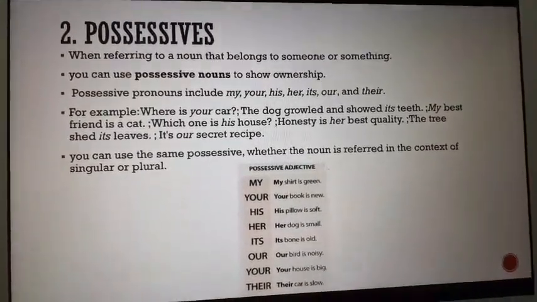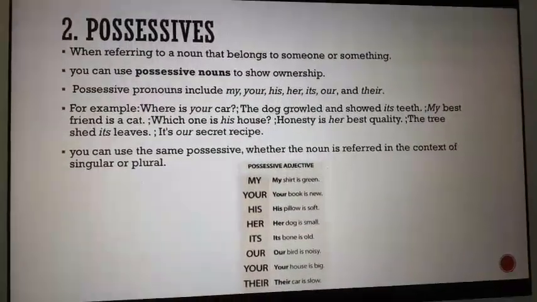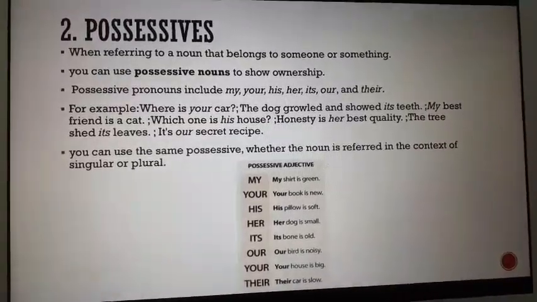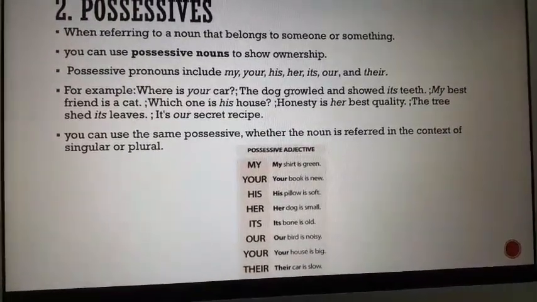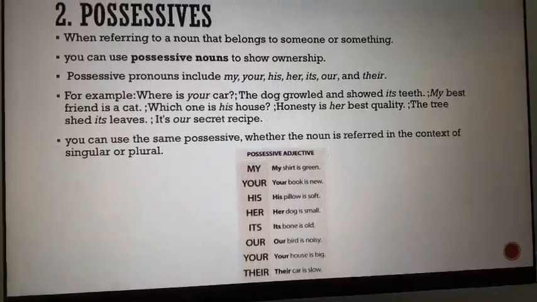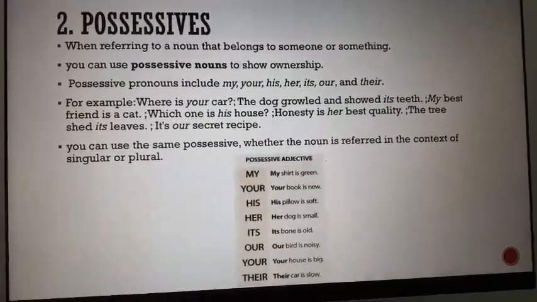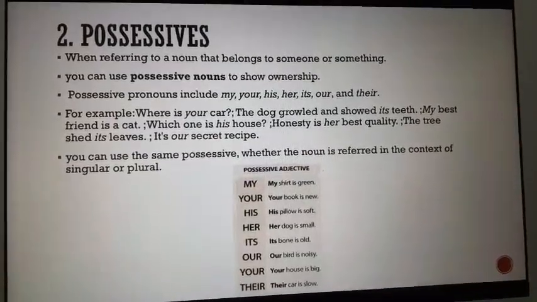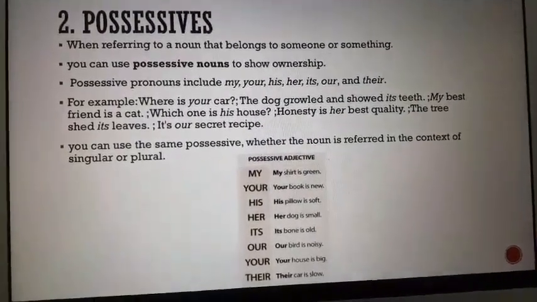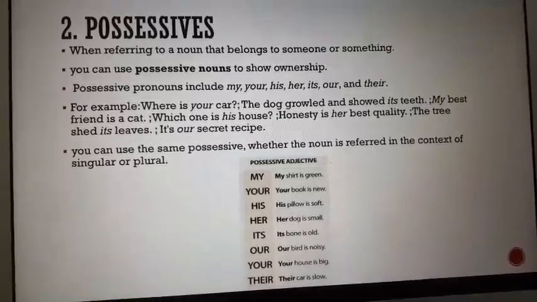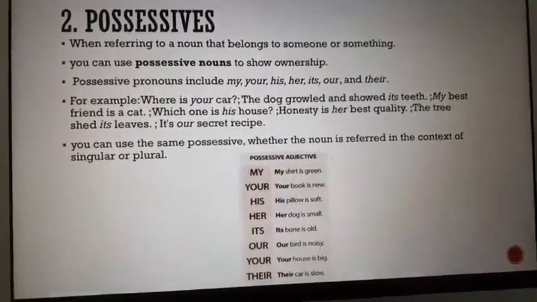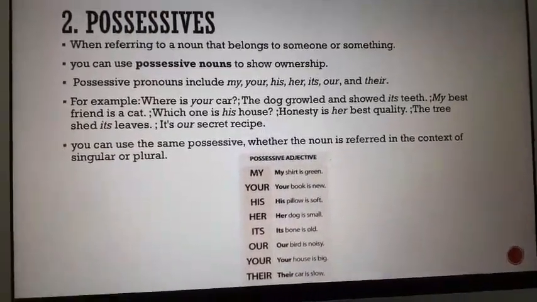So when you're using it in terms of a determiner, you use it like this. Let's look at these examples. Where is your car? So car is a noun, whereas your is a possessive determiner. The dog growled and showed its teeth. So whose teeth is it showing? It's showing its teeth, right? So it is again a possessive determiner here.